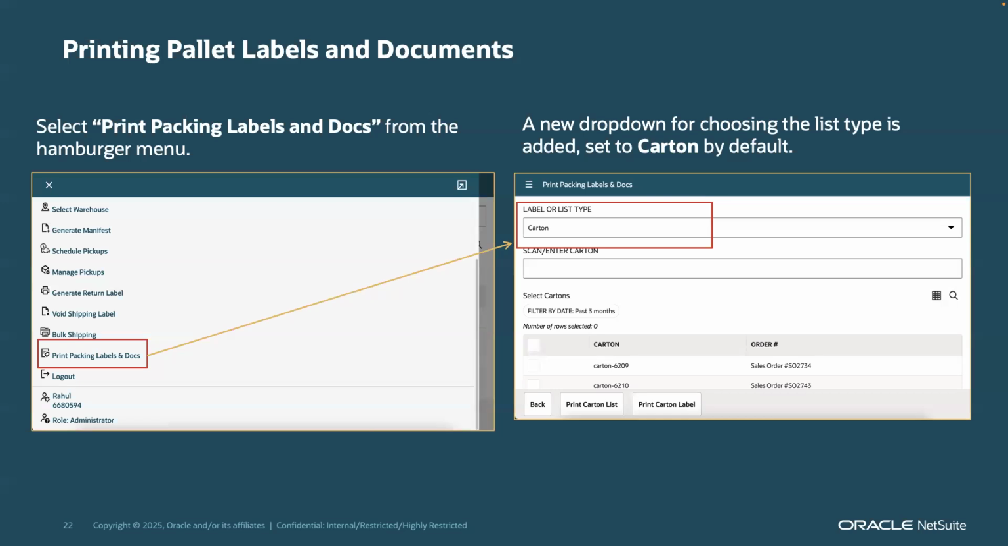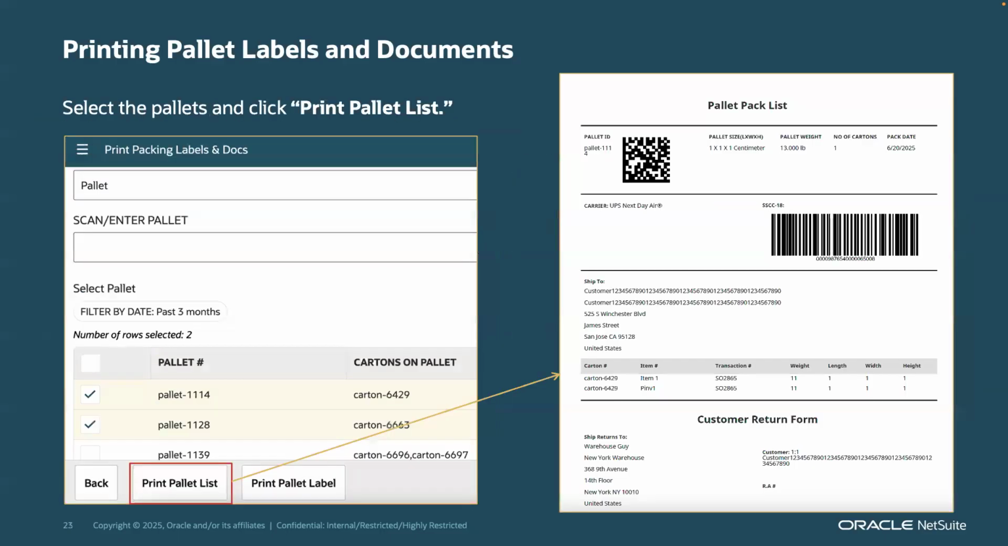To access this, head to the menu and select Print Packing Labels and Docks. You'll notice a new drop-down that defaults to cartons, but you can now switch to pallets. Once you've selected your pallets, simply click Print Pallet List. Easy, flexible, and ready when you need it.